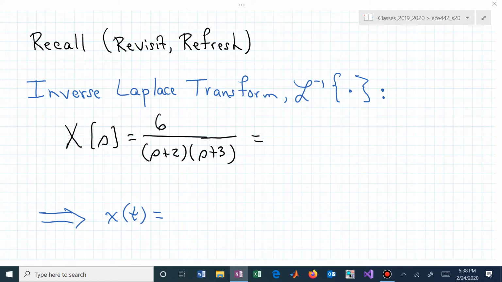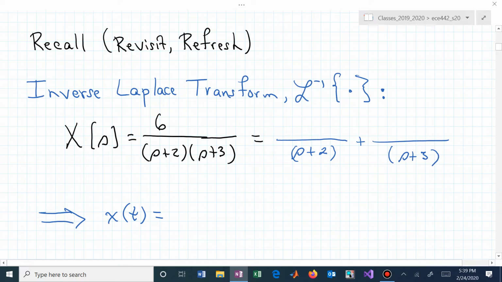That's what I'm saying. All right, let's revisit or refresh or recall inverse Laplace transforms. If I now said, let's start with this particular example, 6 over s plus 2 and s plus 3, what would be a partial fraction expansion structure that I can put on the right-hand side of that equality sign? And just to mix it up, I'm going to use C's and D's.